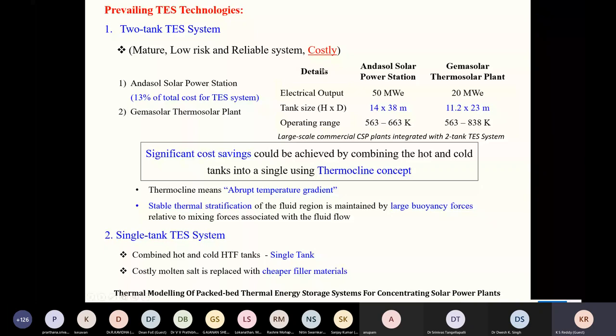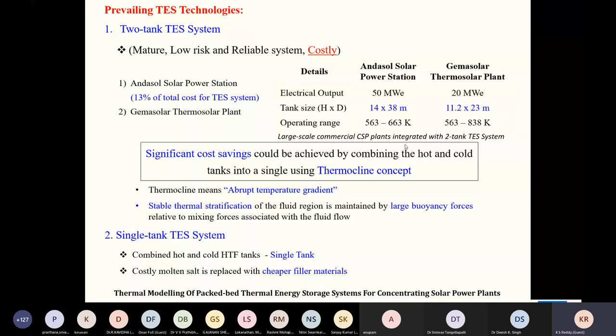There are some power plants across the world, such as Solana power station and Gemasolar, another power plant where large scale systems have been used, with 50 megawatt to 20 megawatt capacity at different temperatures. And of course, there's substantial improvement in that. It's a thermocline, but the problem is that 2 tanks is literally 2 tanks, and only 1 tank is ideally in use. So the cost of these tanks will be high.